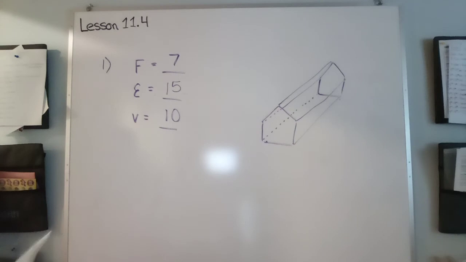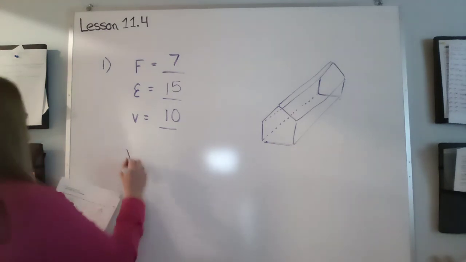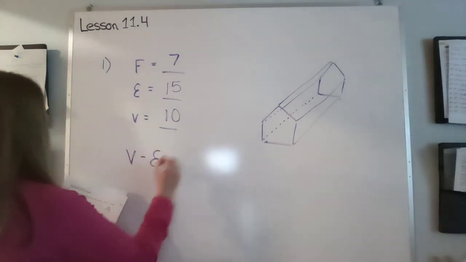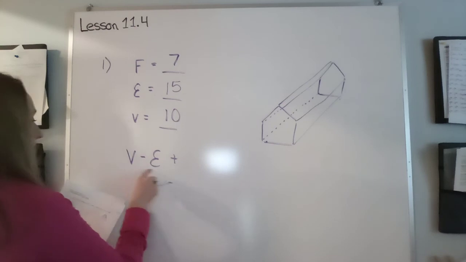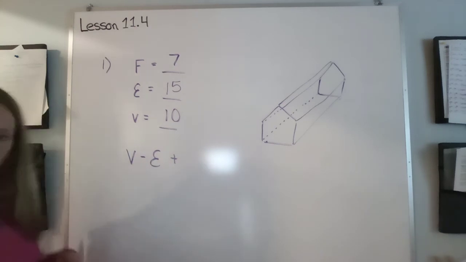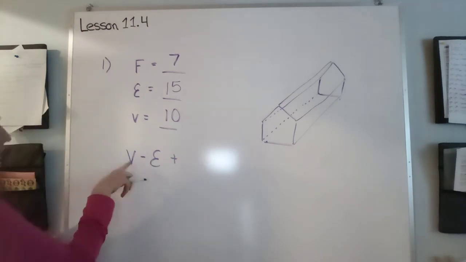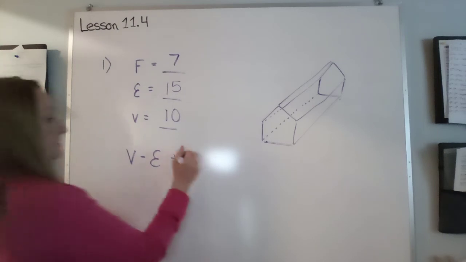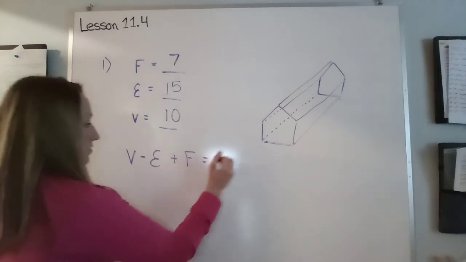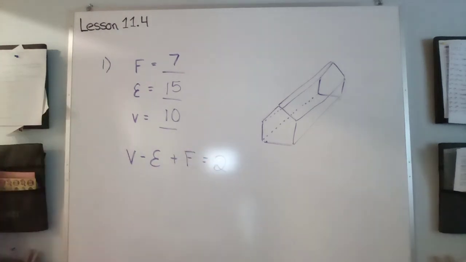Okay. So again, I'm not going to do problems 2 and 3 where you're doing the same thing, but I am going to explain Euler's formula. Euler's formula is vertices minus edges plus faces equals 2. There we go. I'm going to say that again since I messed up a bunch of times. Vertices minus edges plus faces equals 2.